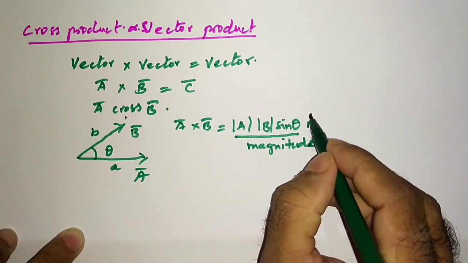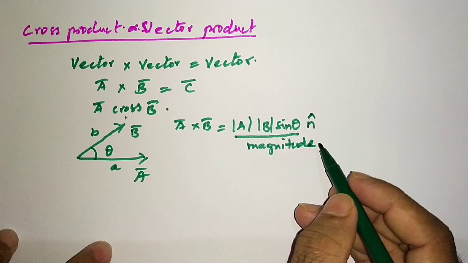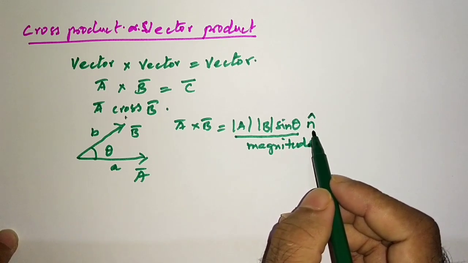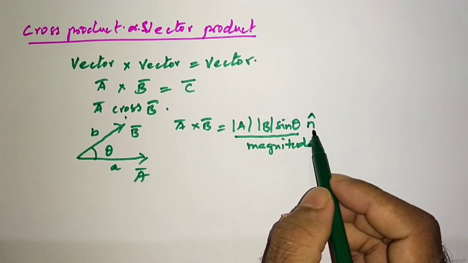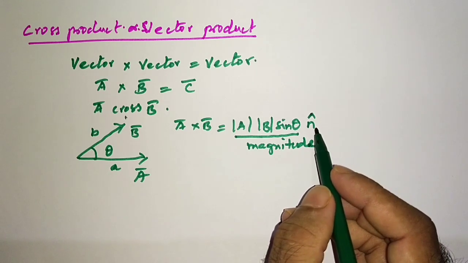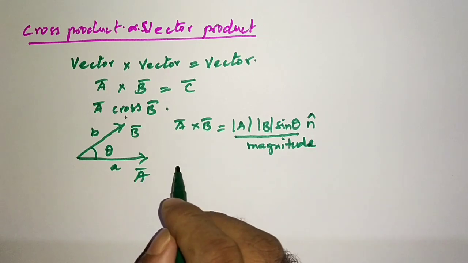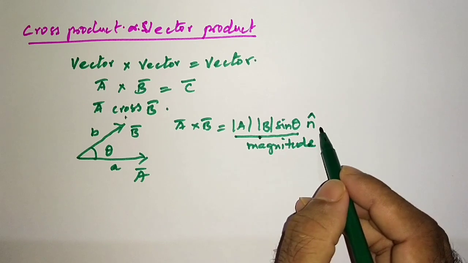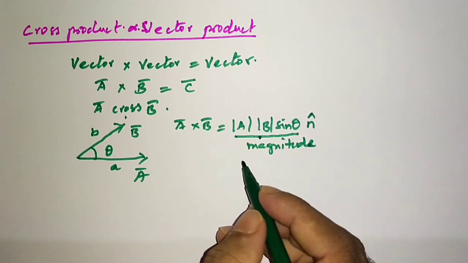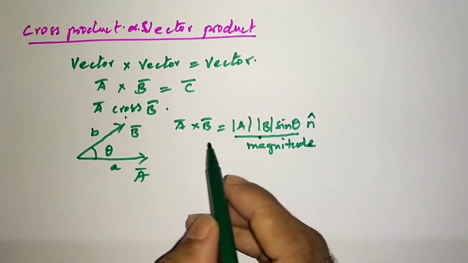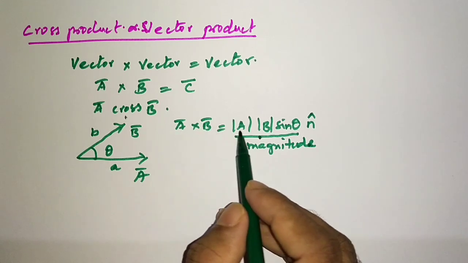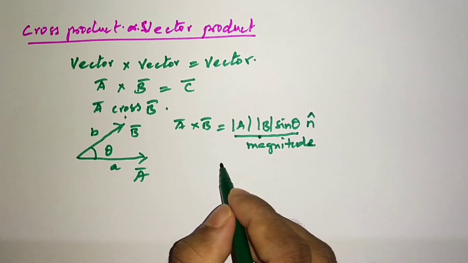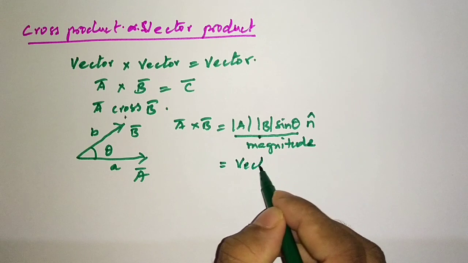For that we will use the unit vector n cap. The important point about a unit vector is that it is used for direction. Now it has magnitude and direction, so it is a vector physical quantity. As A cross B gives mod A mod B sin theta into n cap, you will be getting a vector physical quantity here.